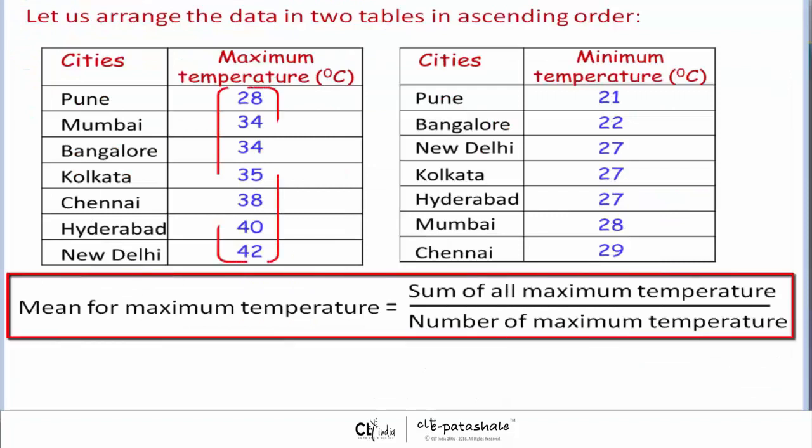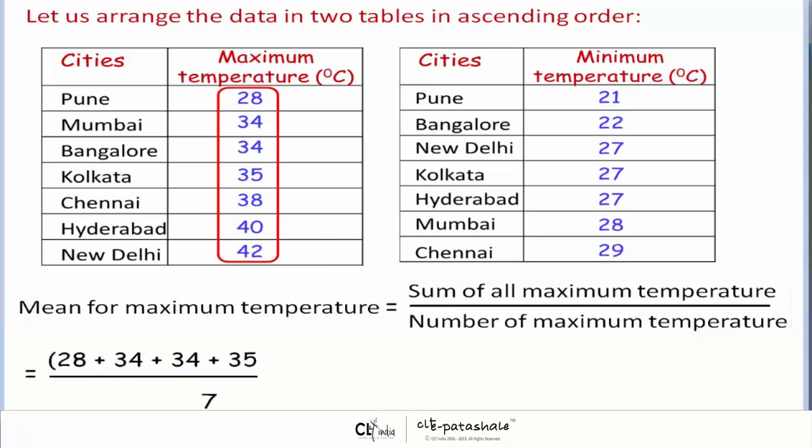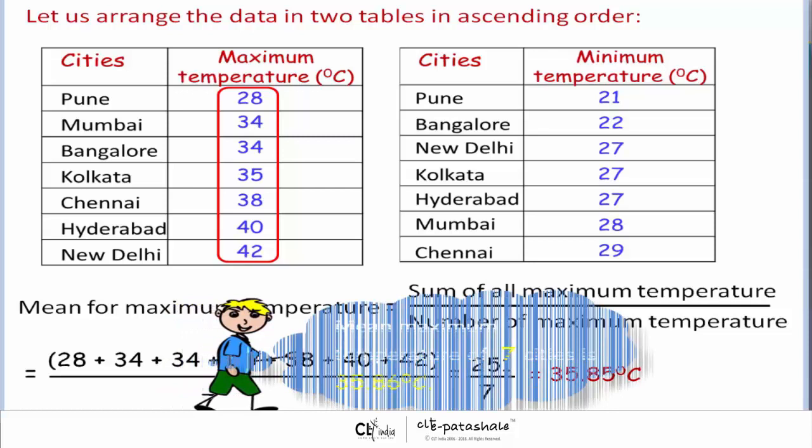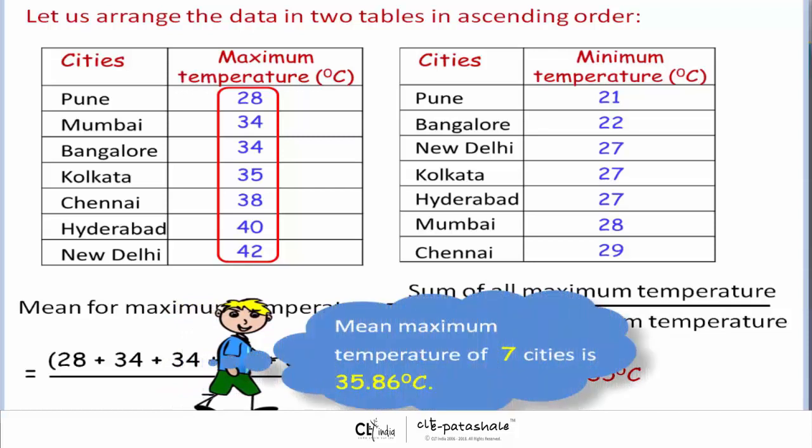Mean of the maximum temperature is equal to the sum of all the maximum temperatures divided by the number of maximum temperatures, which is 28 plus 34 plus 34 plus 35 plus 38 plus 40 plus 42 divided by 7, which is equal to 251 by 7, which is equal to 35.85 degrees Celsius. So, the mean maximum temperature of 7 cities is 35.85 degrees Celsius.